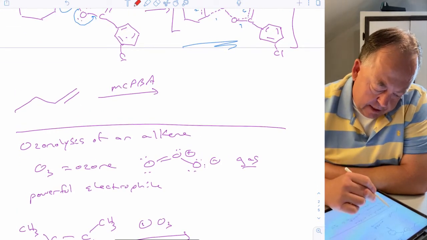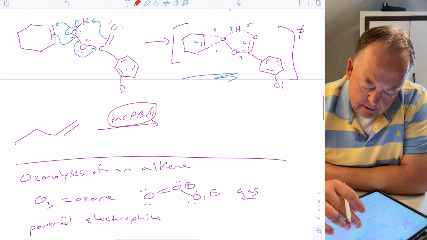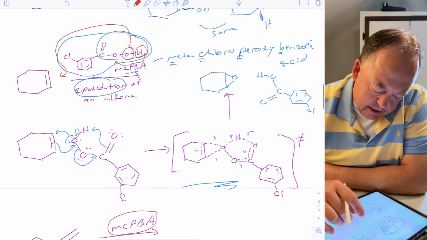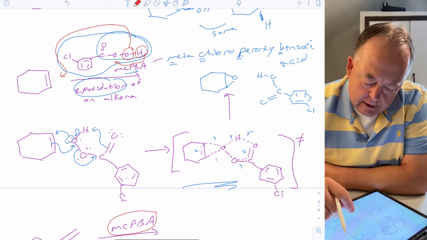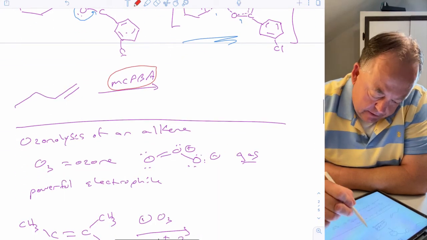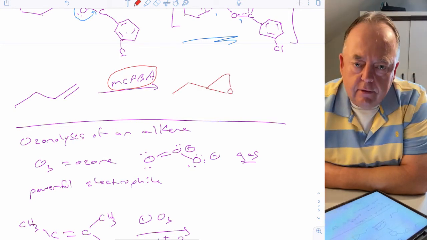Okay, so you see an alkene, and you may just see the reagent given to you in the name, or you may see the actual reagent drawn out. And in either case, you should just recognize that's going to make an epoxide. So take the alkene and make an epoxide, and you're done.